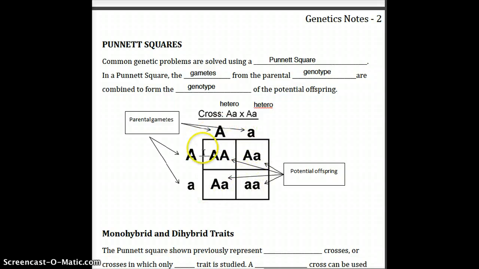So for example, here in this box to the left we have a big A, and on top we have another big A, so we'd write capital A, capital A. In this box to the left we have big A, and on top we have little a, so we'd write capital A, little a. Same thing down here, and over here, all the way to the left, we have little a, and all the way on top we have little a, so we would have little a, little a.